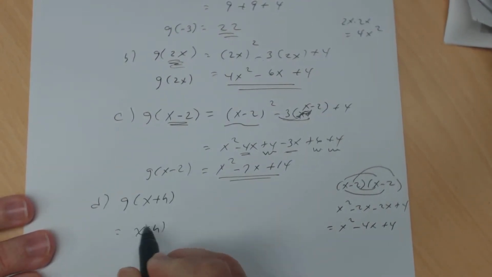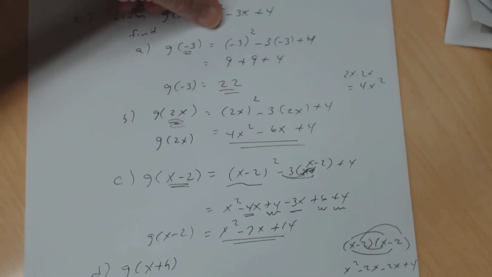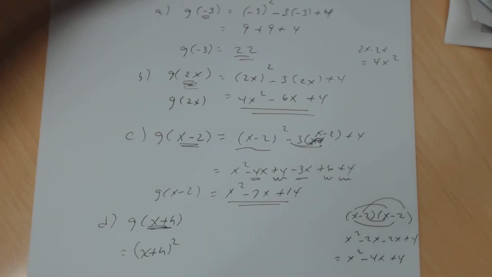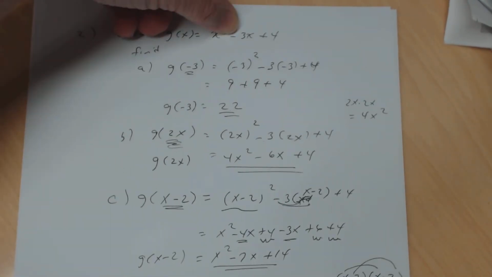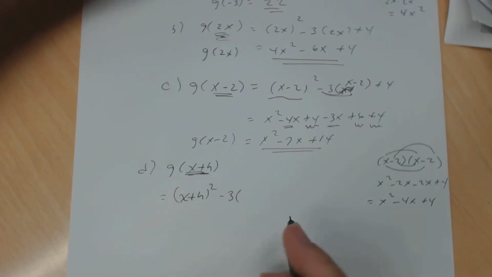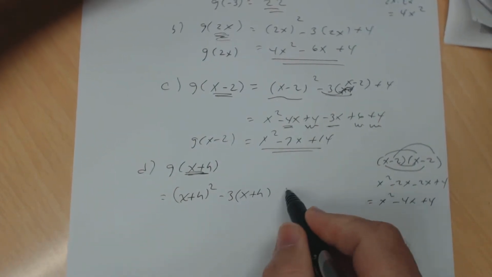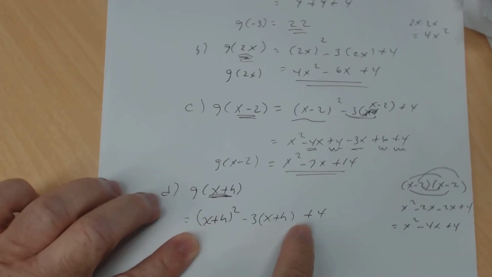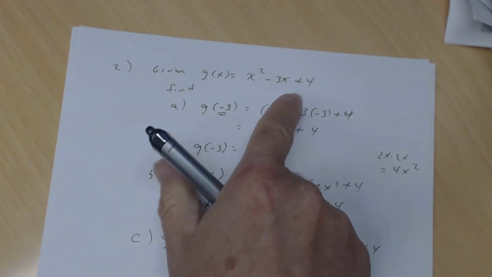(x plus h) squared. Remember, whatever x is, and x is now x plus h, I've got to square it. Minus 3 times x, and x is now x plus h, and then plus 4. So notice, the original was x squared minus 3x plus 4.